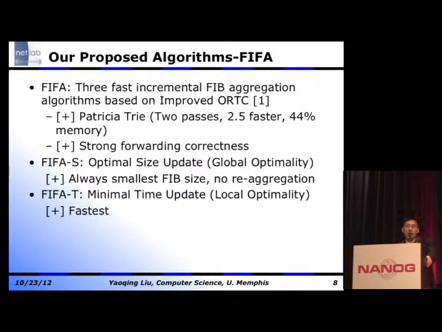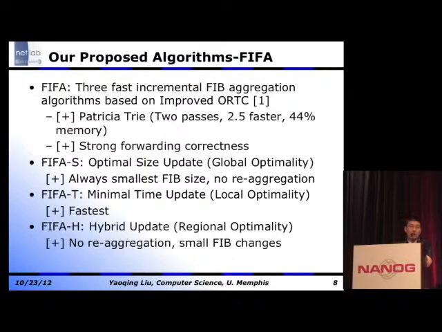And FIFA-T is the minimal time update handling algorithm. This algorithm is the fastest one, but since more and more updates are coming in, the FIB size may not maintain the optimal one, so we have to set a threshold for this one. So this one needs reaggregation. And similarly, FIFA-H is a hybrid update handling algorithm. In this algorithm, we pick the two features from S and T, and there's no reaggregation, and it has small FIB size and FIB changes.